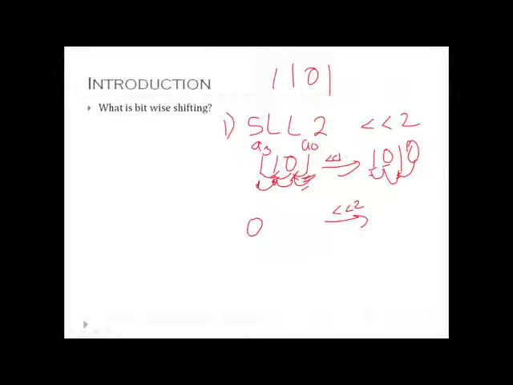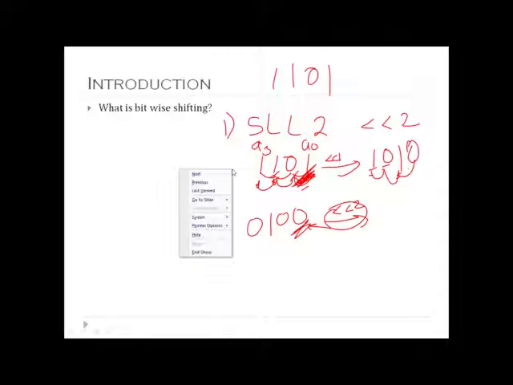So this 0 will come first, and then the 1, and then this 0, and then the last 0. Sorry. So this is the left shift by 2. In this case, one thing I want you to know is when I shift here, my rightmost bit was 1, but after shifting it twice, it has become 0. So we have not retained it. This is something I want you to remember.